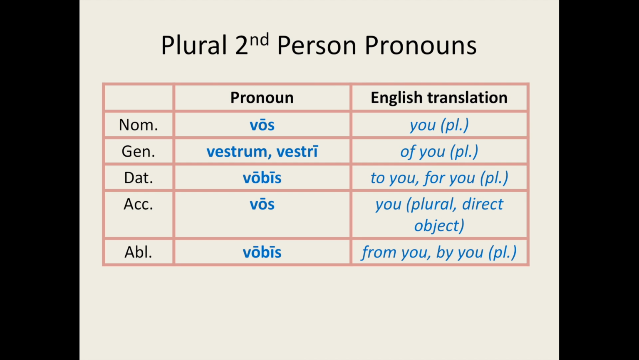The second person plural pronouns are vos, vestrum, vestri; vobis, vos, vobis; vos, you plural; vestrum, vestri, of you; vobis, to you, for you; vos, the direct object you; vobis, from you, by you.